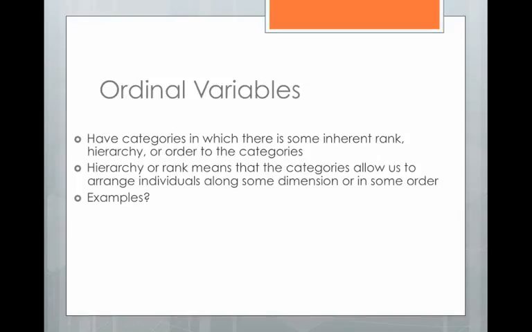The second type of categorical variable are ordinal variables. And ordinal variables have categories in which there's some inherent rank, hierarchy, or order to the categories, which makes sense. So what this means is that we can arrange individuals along some sort of dimension or in some sort of order that naturally makes sense.